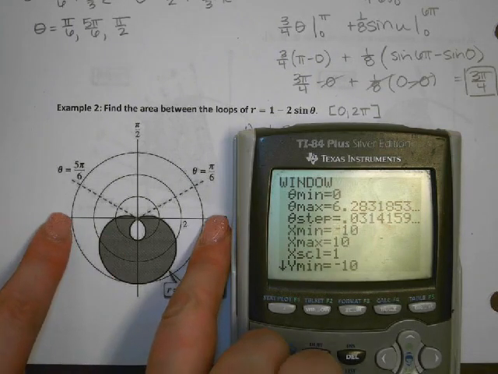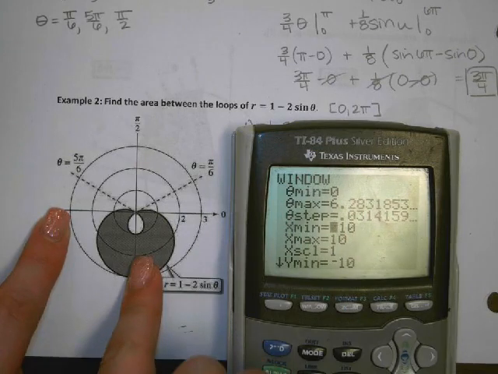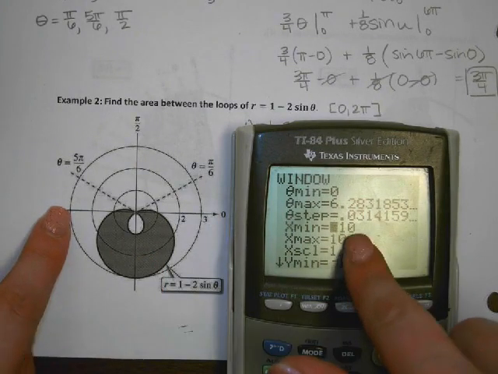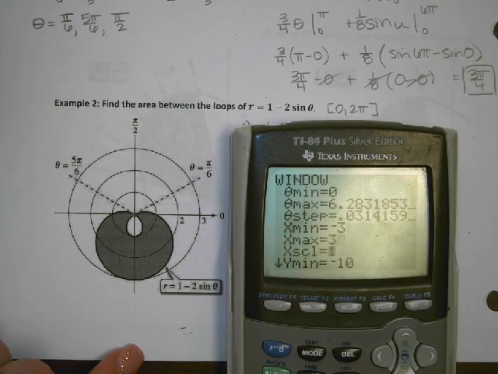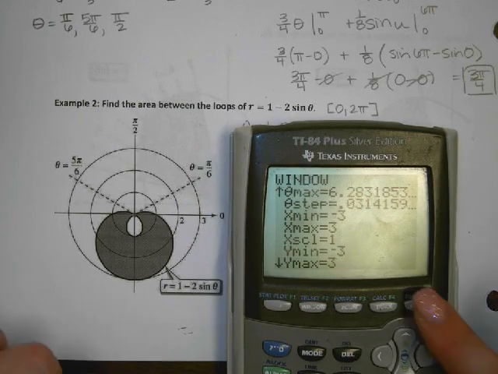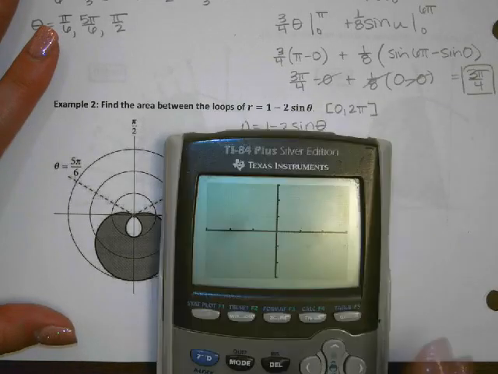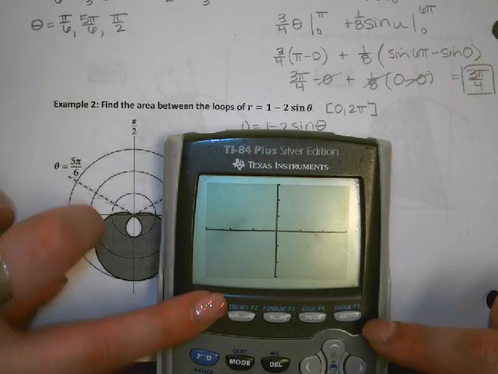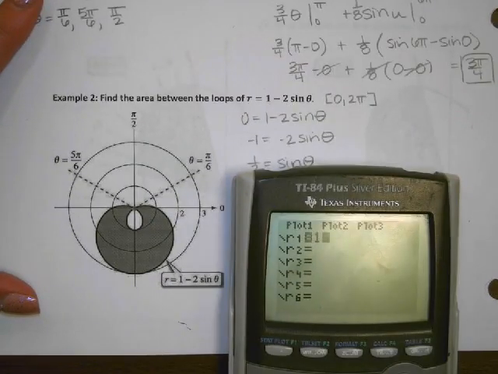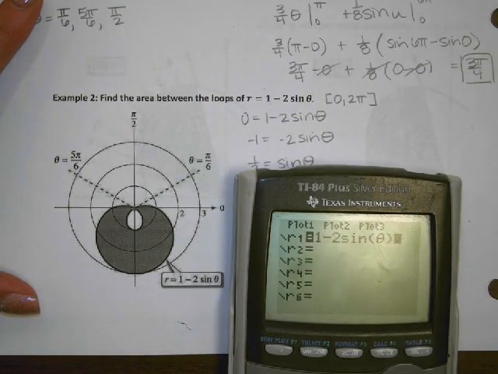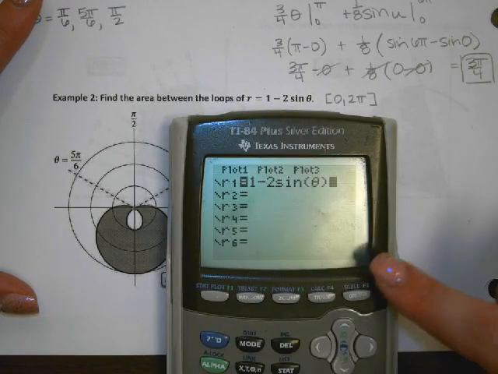I can see that if I want to be able to see the screen really well, maybe negative 10 to 10 is a little bit too zoomed out. So I'm going to do negative 3 to 3. Okay, and then if you graph this, you can see... Oh, I didn't plug anything in. I was so confused, you guys. There we go. Okay, type the equation in, that's important.